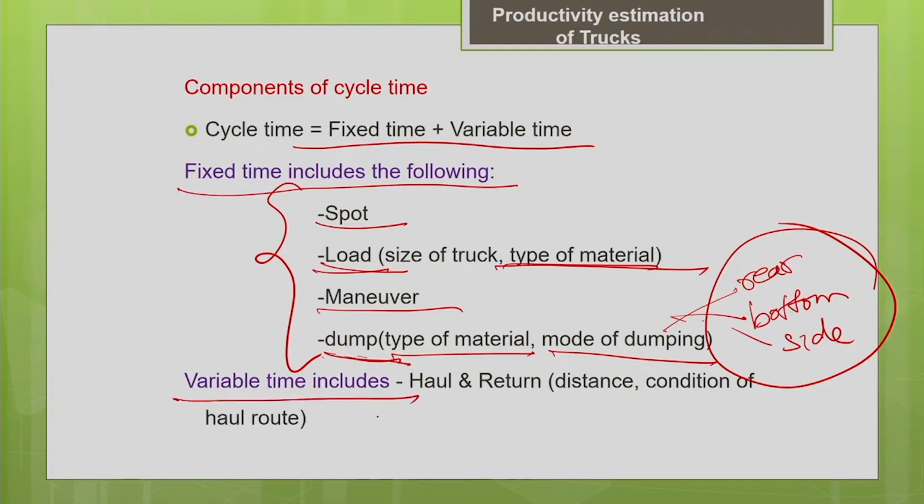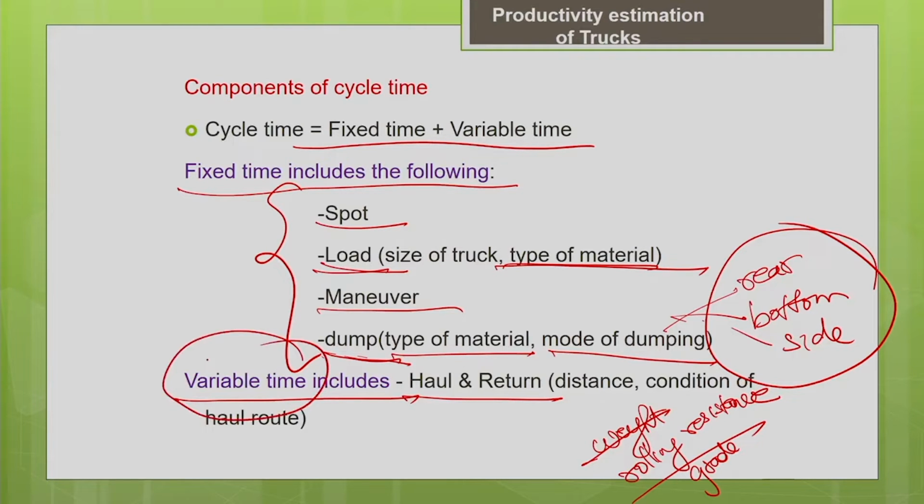Then the variable time is going to depend upon your haul distance: the haul time and the return time depend upon your distance as well as the speed. Speed you can get from the performance chart of the machine. If you know the weight and the resistances, that is, the rolling resistance and the grade resistance in your project site, if you know these input data, you can find the speed of the machine.